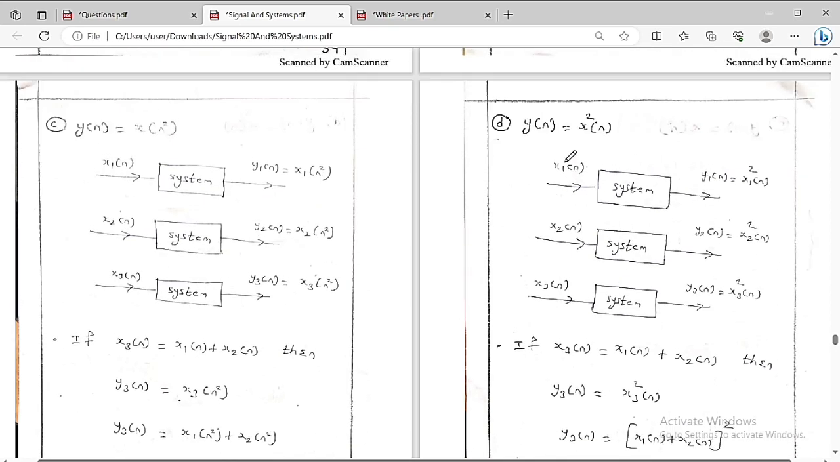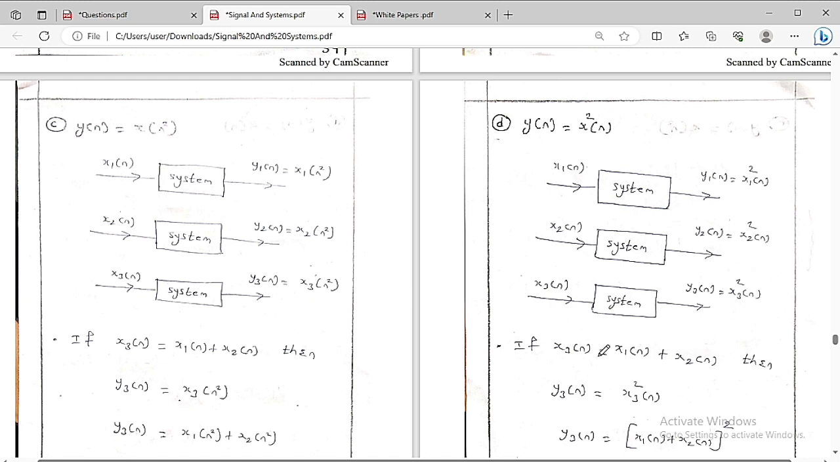I've already told you, system D is nothing but y of n is equal to x of n whole square. Let's see whether the given system is linear or not. For the system, if the input is x1 of n, then the output is y1 of n equal to x1 of n whole square. For input x2 of n, y2 of n is equal to x2 of n whole square. For input x3 of n, y3 of n is equal to x3 of n whole square.